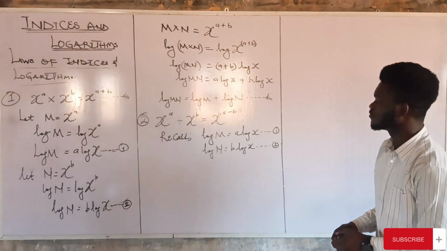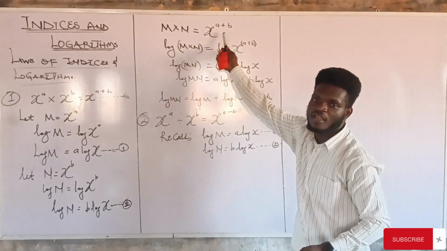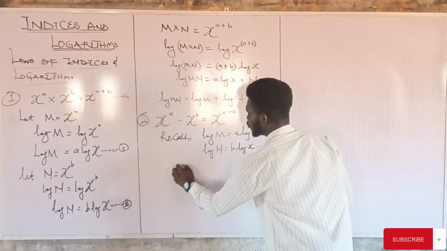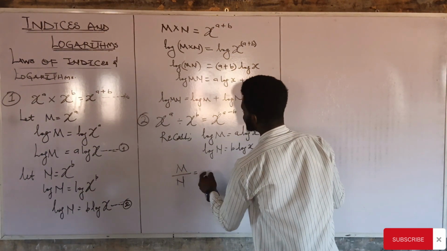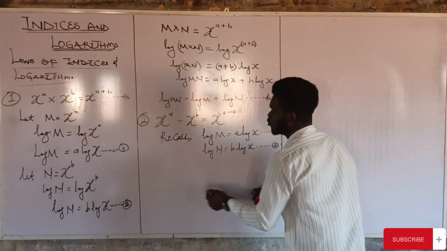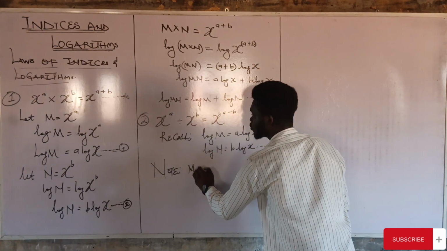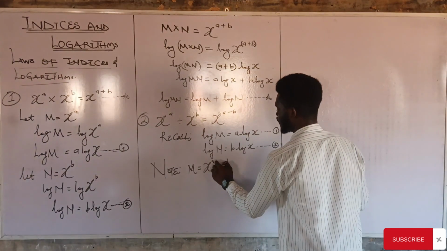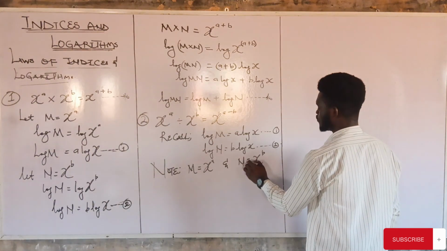Now once you've gotten this one, all you need to do is come straight to this step. In this place, it was the product law, so we say m times n. But here now, it is the division law, so it's going to be m divided by n. Another thing you must note, very important: it has been given already that m is equal to x raised to the power of a, and n is equal to x raised to the power of b.